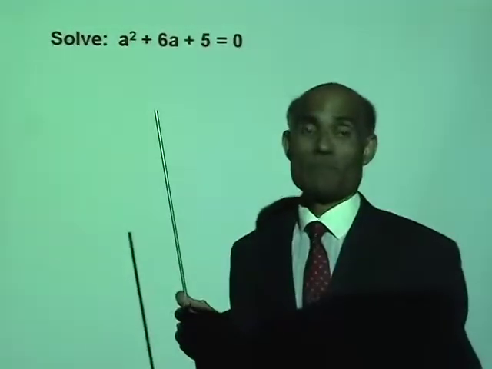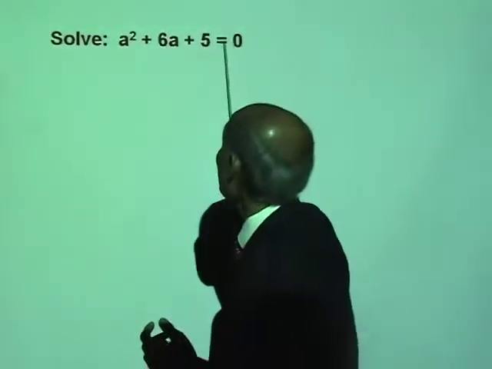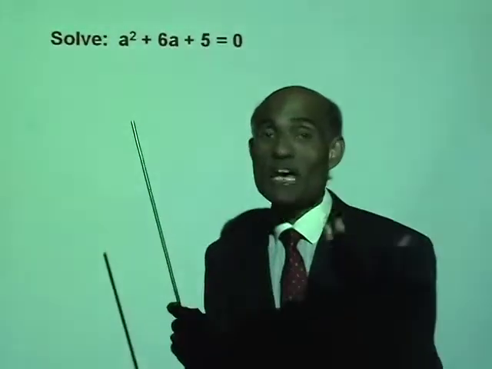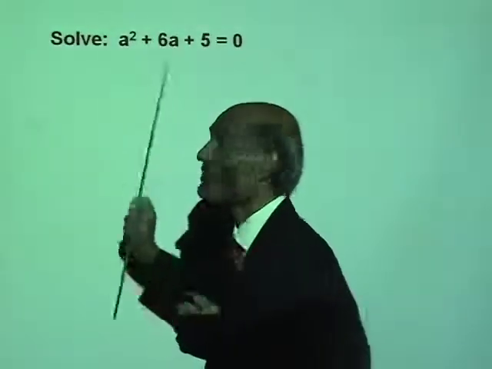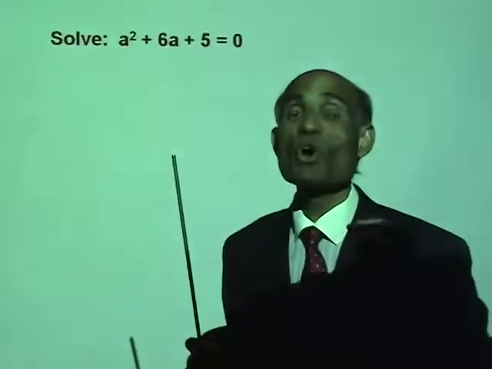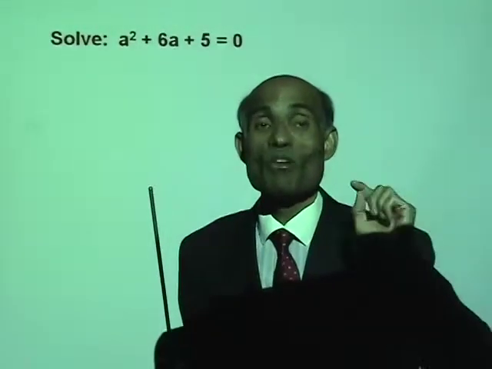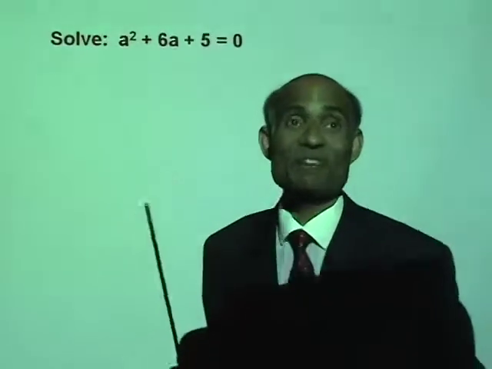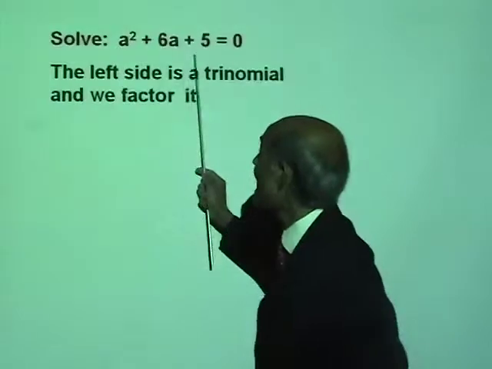Now, the first step is done there. The right side is 0. The second step is also done. There is nothing more to simplify there. We go straight to the third step. What is the third step? Factor the left-hand side. Alright, the left-hand side is a trinomial.